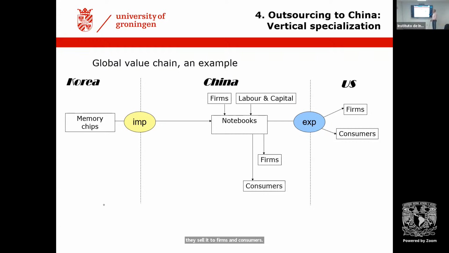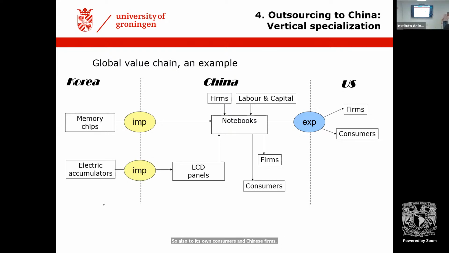Of course, the Chinese production process includes other intermediate inputs. It includes some labor and capital. In China, some of these notebooks are sold also to its own consumers and to Chinese firms. But there is one other aspect, and that is it includes Chinese LCD panels in this example. And the Chinese LCD panels use imported accumulators, electric accumulators from Korea.